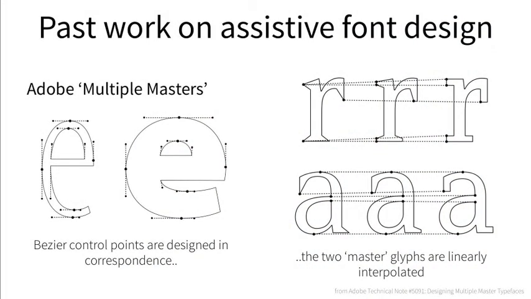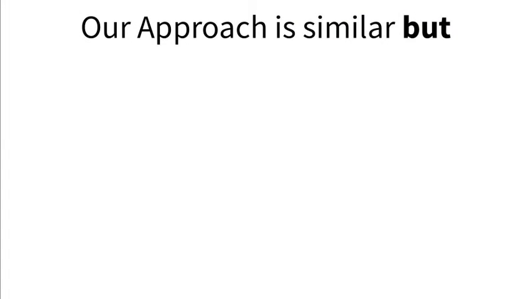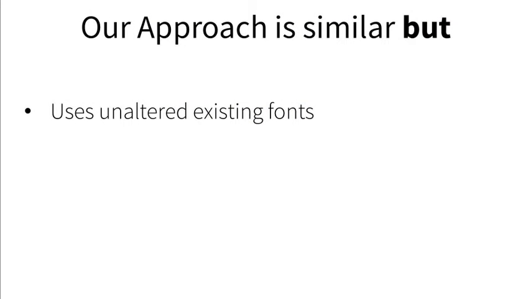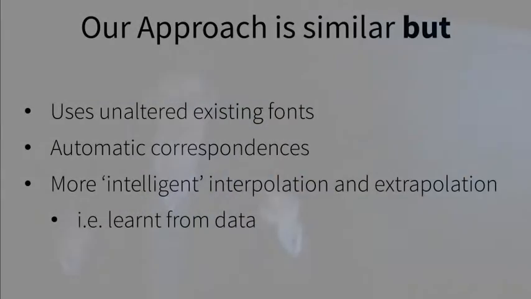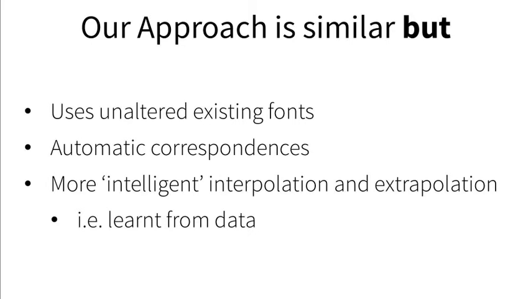Our approach is very similar to this kind of thing, but we just take the existing fonts from your hard disk that aren't in alignment at all. We don't require anyone to go in and edit all the curves to put them in alignment. We find the correspondence automatically. And we also do more intelligent, in inverted commas, interpolation and extrapolation, where we're finding the probability on the underlying manifold from the fonts themselves. So it's not just a linear interpolation between some matched points. It's a nonlinear interpolation and extrapolation based on data.